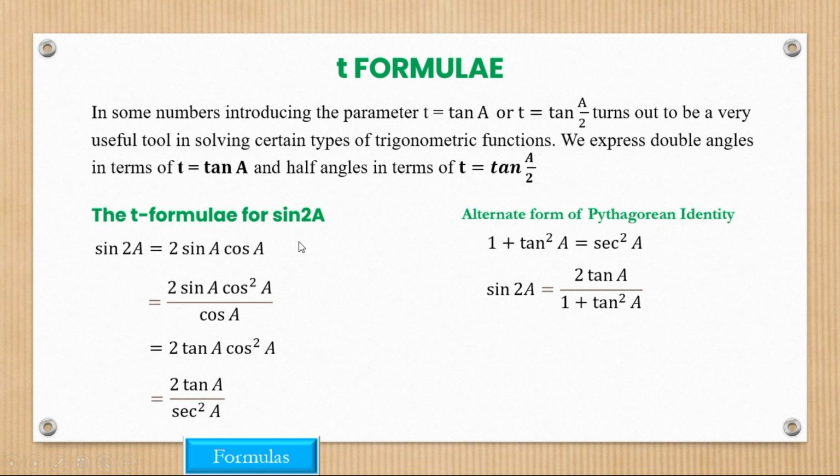But remember that since we're looking at double angles here, we can now change them into a t. The t will represent the tan a. So where there is tan a, we change that into a t. So for double angles, t equal to tan a, we'll have sine 2a is equal to 2t over 1 plus t squared. So that's the T formula for sine 2a.